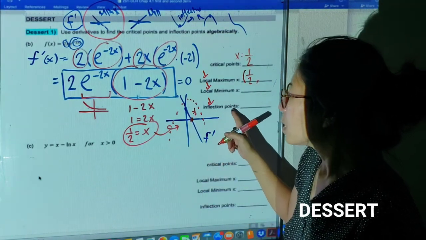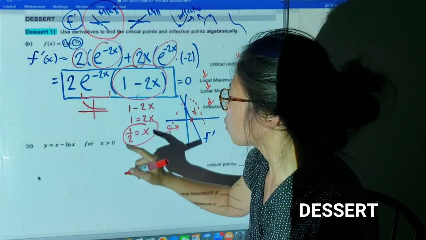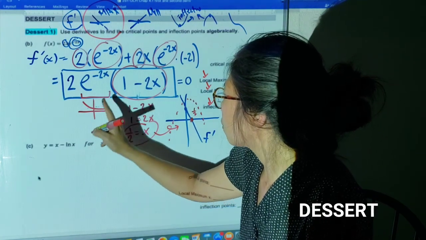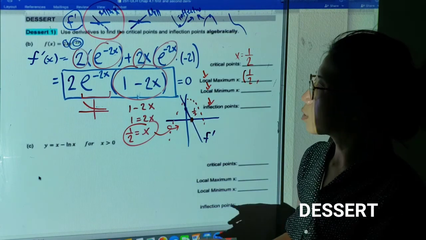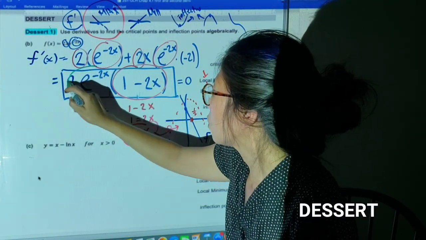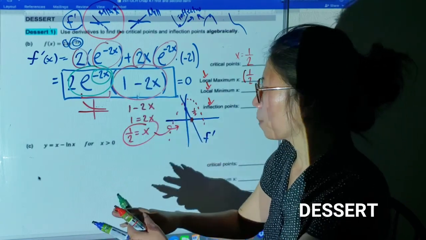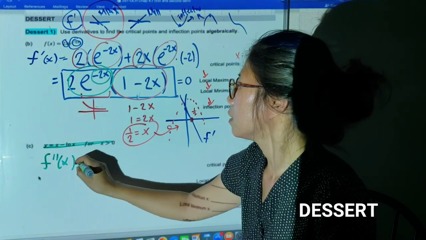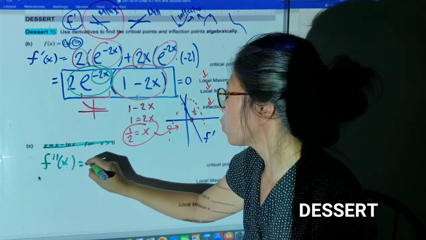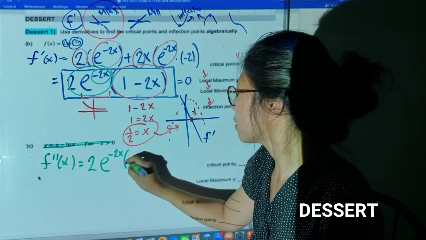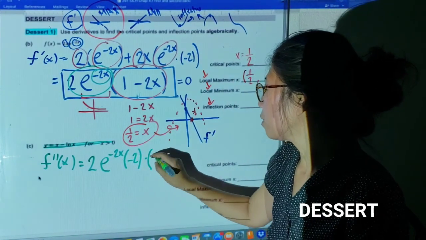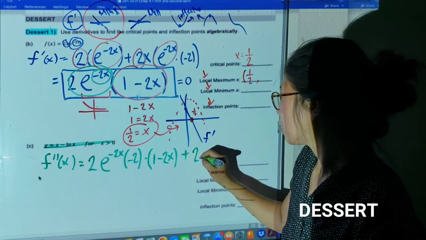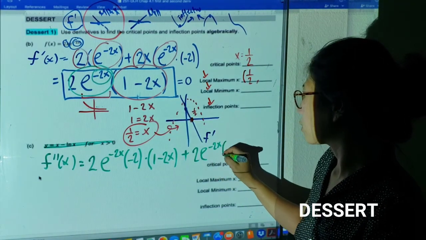Inflection point is going to be second derivative. So let's look at this one and let's take a derivative very carefully. I need more room. So if I take a derivative one more time, do you see that I have to use another product rule, chain rule in here? So taking second derivative, that will be take a derivative 2 times e to the negative 2x negative 2, and then leave it, 1 minus 2x, plus, now leave it, don't touch, and then take a derivative, negative 2.